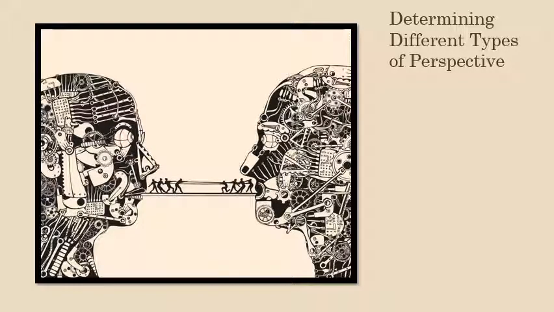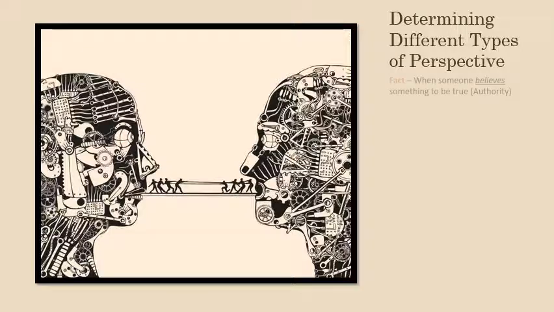The first thing that we need to do in order to determine an argument is to understand the different types of perspectives that people take during an argument. And there are essentially three different kinds of perspectives. So your ability to notice and understand what those perspectives are will help you understand what their argument is.